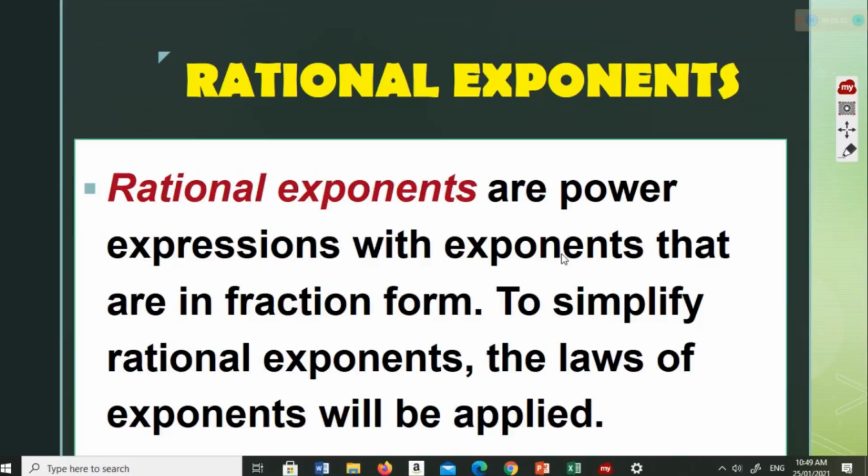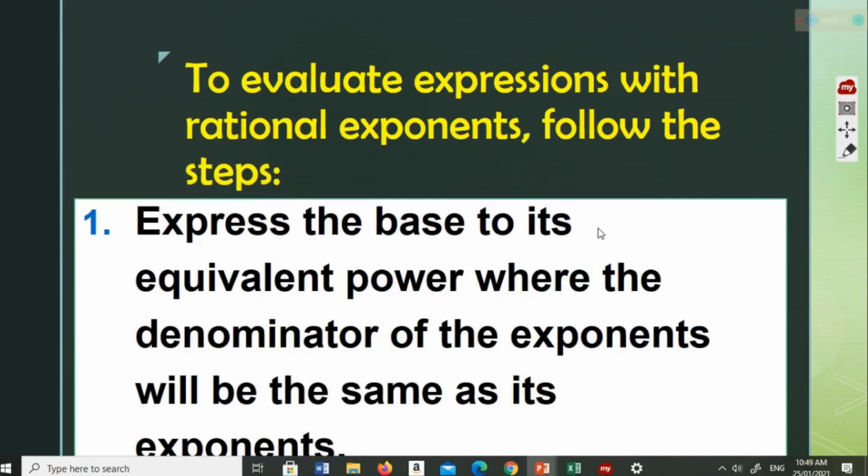Rational exponents are power expressions with exponents that are in fraction form. To simplify rational exponents, the laws of exponents will be applied. So, on this topic, we're going to evaluate expressions with rational exponents. So, these are the steps.